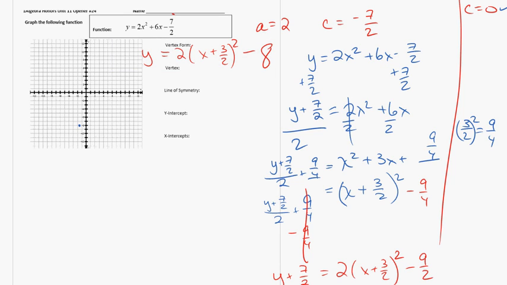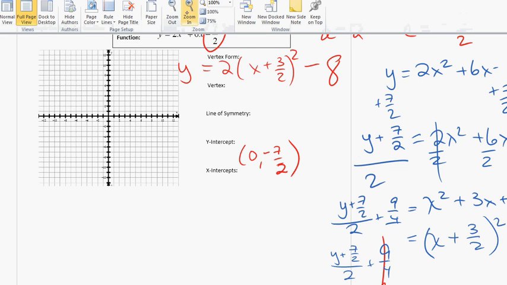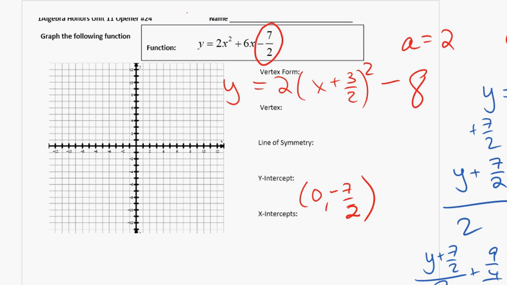I know my y-intercept already because it was my original c value in standard form. So that was (0, -7/2). So let's graph that. Let's make sure we have all the right points. I'm going to zoom in a little so you can see what I'm doing. So my y-intercept was -7/2, which is -3.5, right there. I know it has a positive a value, and I know my vertex now to be (-3/2, -8). -3/2 is -1.5, -8. So right there. Does it make sense?